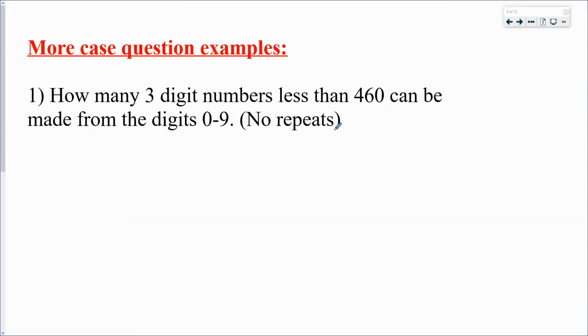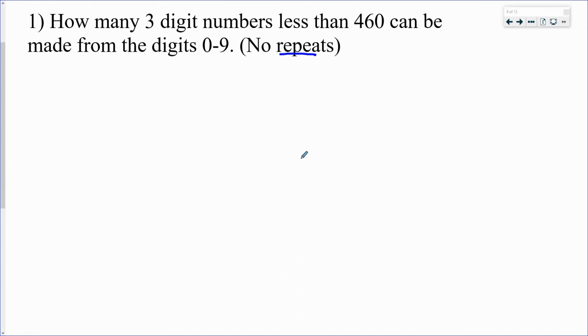Some more case questions, of course. Let's take a look here. So we got: how many 3-digit numbers less than 460 can be made from the digits 0 to 9 with no repetitions? Now, they'll generally specify whether or not you can use repetitions, by the way.